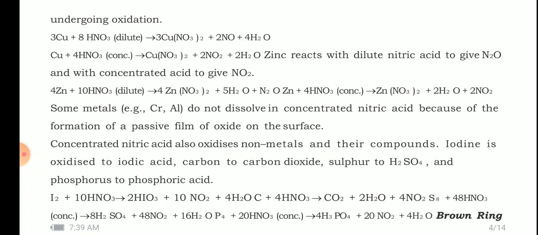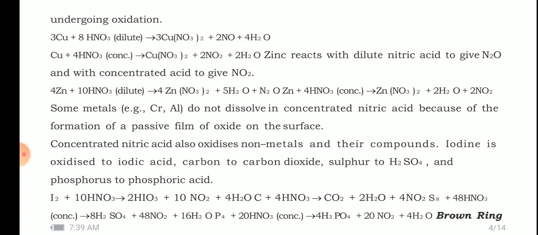Some metals like chromium and aluminum do not dissolve in concentrated nitric acid because of the formation of a passive film of oxide on the surface. Concentrated nitric acid also oxidizes non-metals and their compounds. Iodine is oxidized to iodic acid, carbon to carbon dioxide, sulfur to sulfuric acid and phosphorus to phosphoric acid.